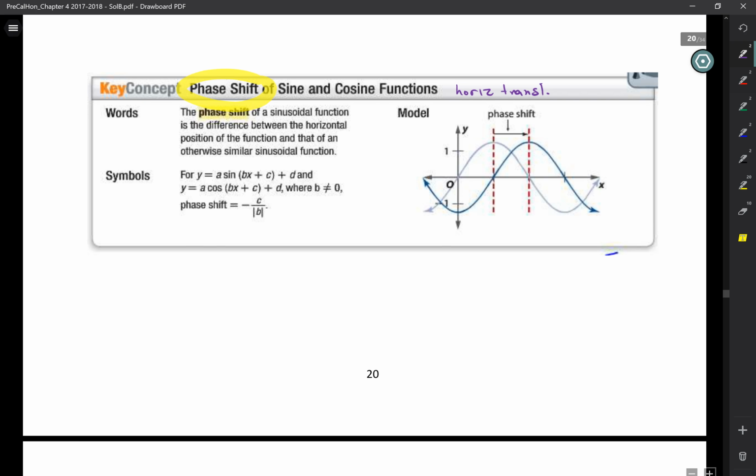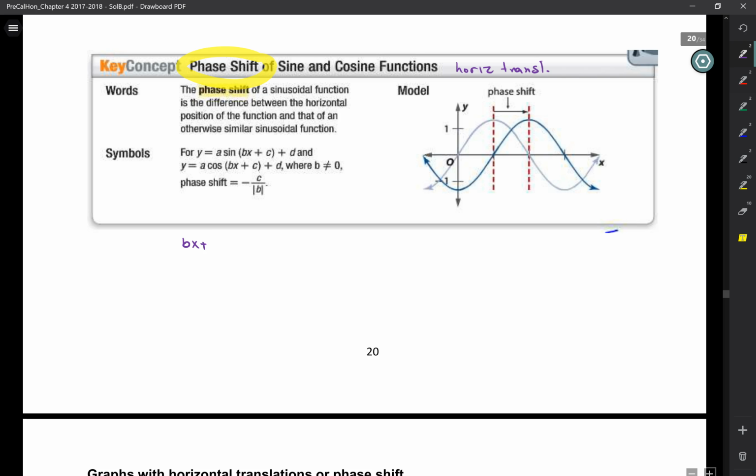Okay? Now, to get the phase shift, what you do is you take that term bx plus c. It's a magical term, that one. That's like the meat of the function, all right? And you set it equal to 0. So that's pretty much how you do it. When you set it to 0 and solve it for x, what do you get? Do you get negative c over b? Right. So that's what this says here. And it's always over the absolute value of b. Okay?